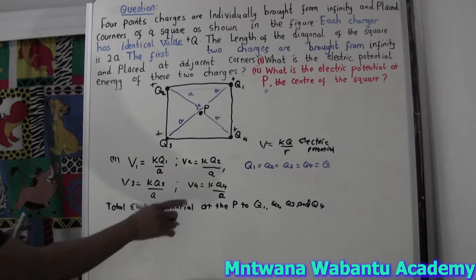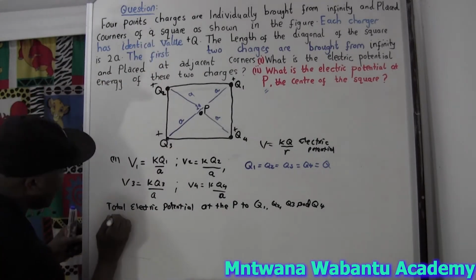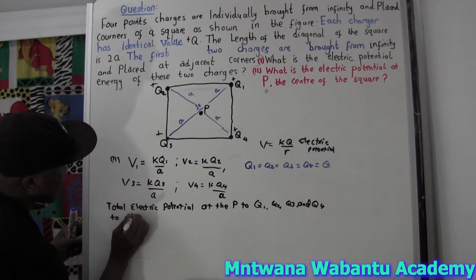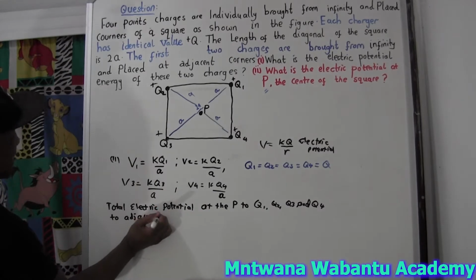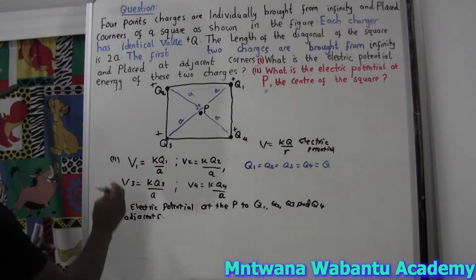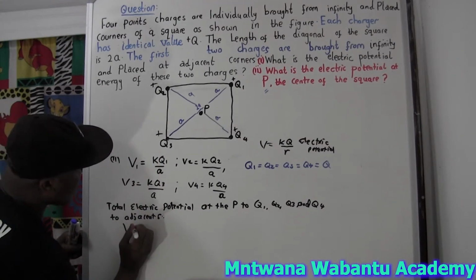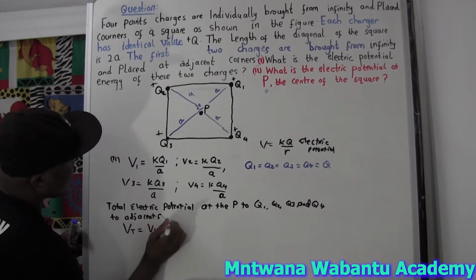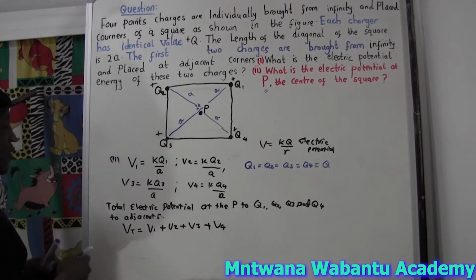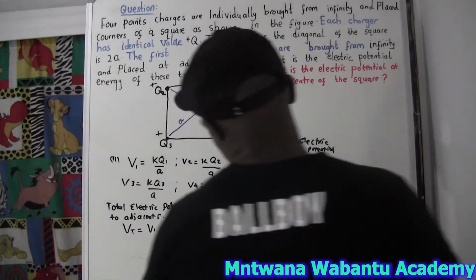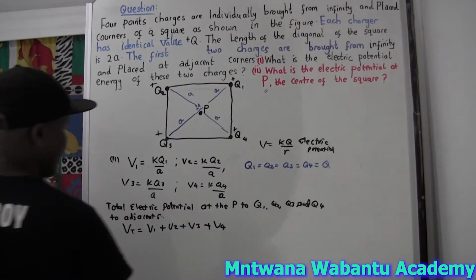You can say to each adjacent, to all the adjacent, or to adjacent. You can just do adjacent, it's fine. You know what I'm saying? Equal means you have to say V total equal to V1 plus V2 plus V3 plus V4. So we got all this information, so I can just plug it in.